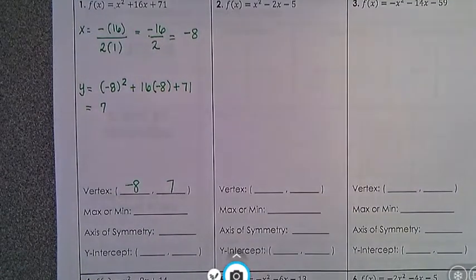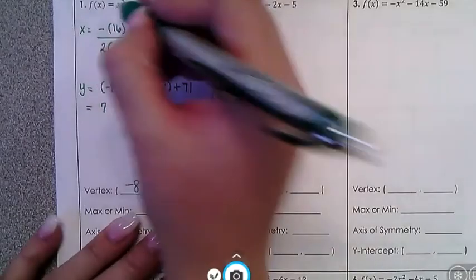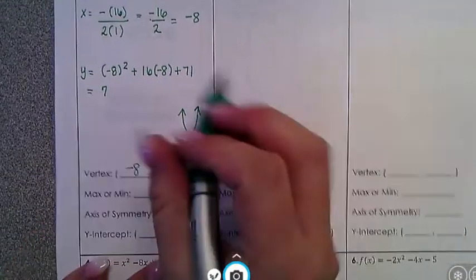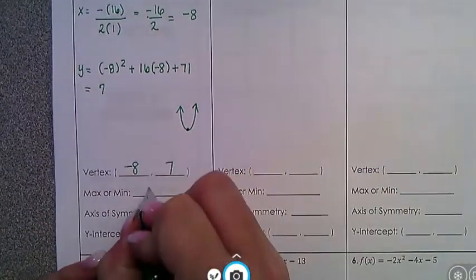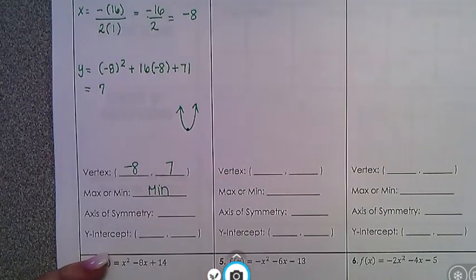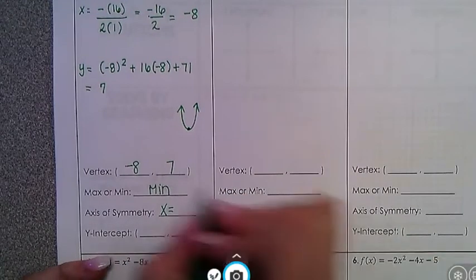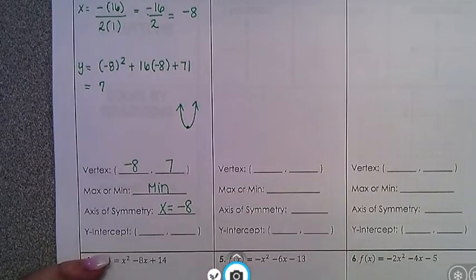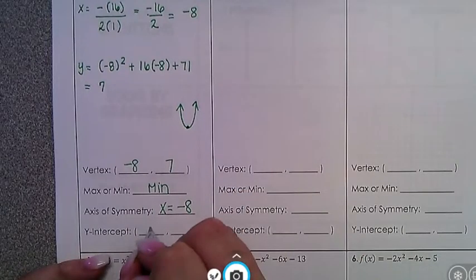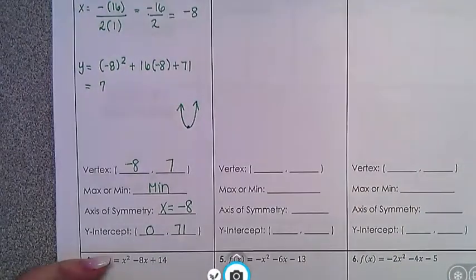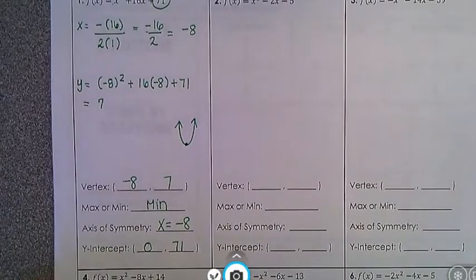Is the vertex a max point or a minimum? Well, looking at our a, it's positive, which means it points up. So our vertex is here at the bottom, meaning it's a minimum. The axis of symmetry, remember you have to put the x equals, x equals negative 8. And the y-intercept is 0, 71. Remember this c value told us our y-intercept.